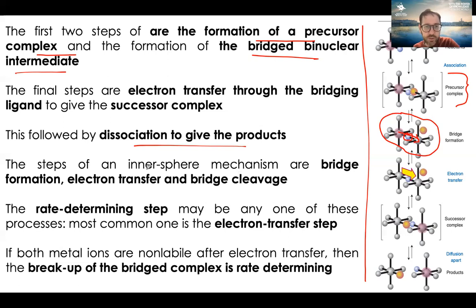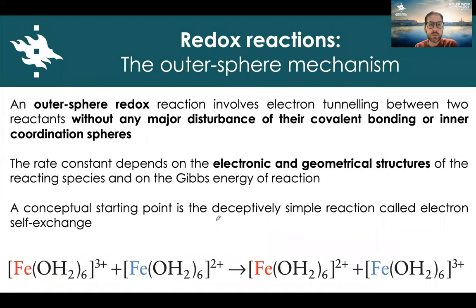So the steps in these inner sphere mechanisms are the formation of the bridge, the electron transfer, and then the cleavage of this bridge. The rate determining step can be any of these processes, but often it is the electron transfer step. If both complexes after the electron transfer are non-labile, or relatively inert to ligand substitution reactions, it can be stated that the breakup of the bridged complex can be the rate determining step.